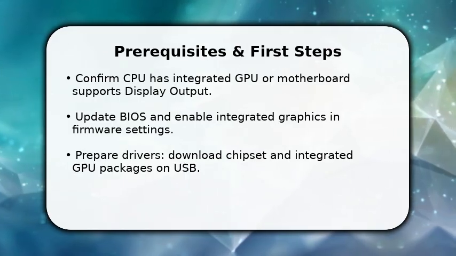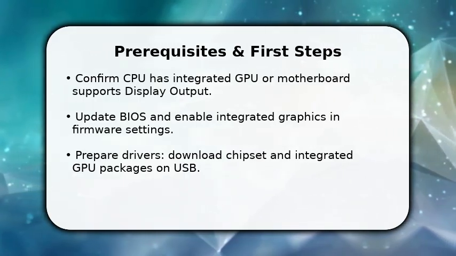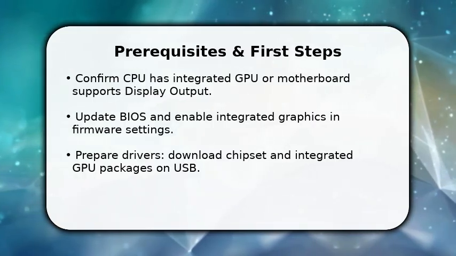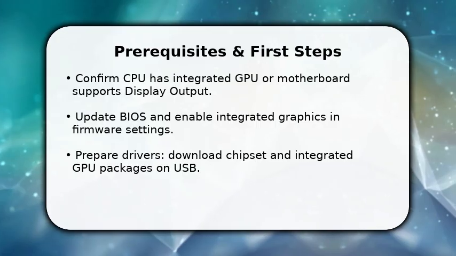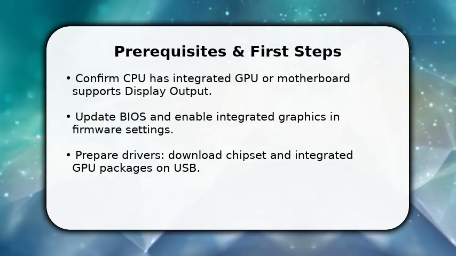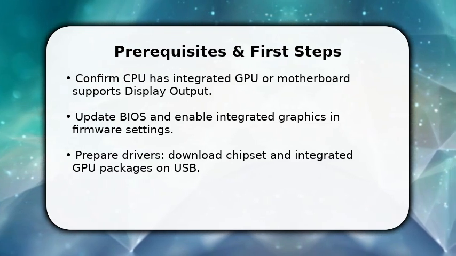Next, boot a working system or use a second PC to download chipset and integrated GPU drivers onto a USB stick so you can install them offline. These steps let the system route video without a discrete graphics card and prevent driver mismatches later.